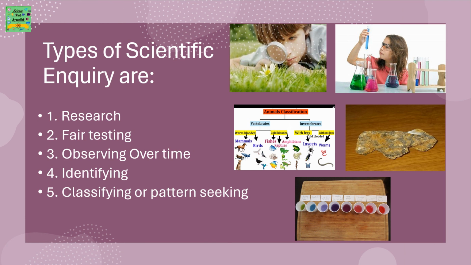The types of scientific inquiry are: first, research; second, fair testing; third, observing over time; fourth, identifying; and the fifth one is classifying or pattern seeking.